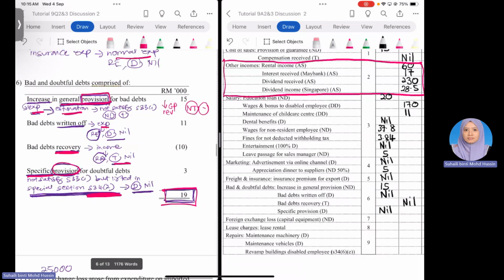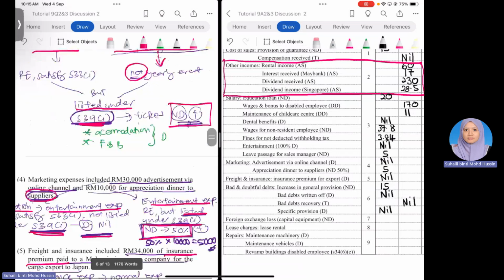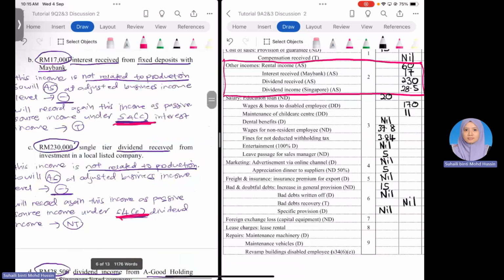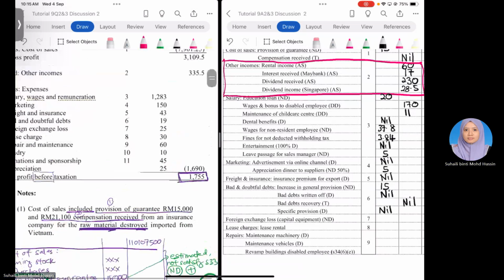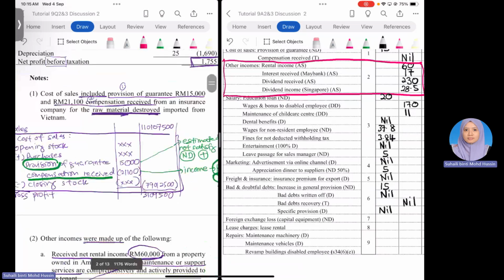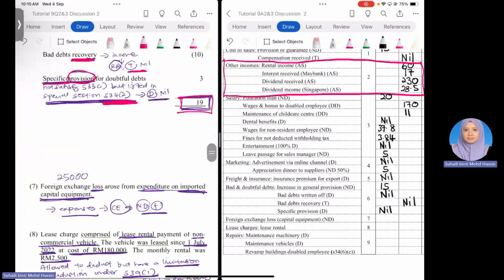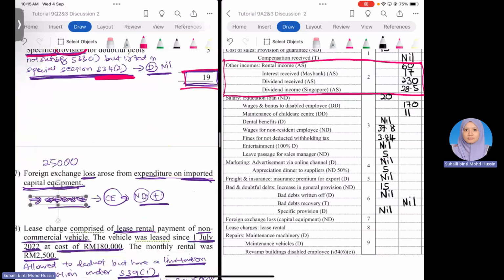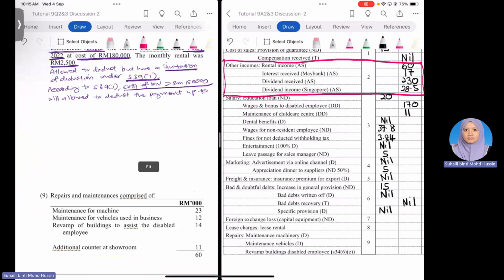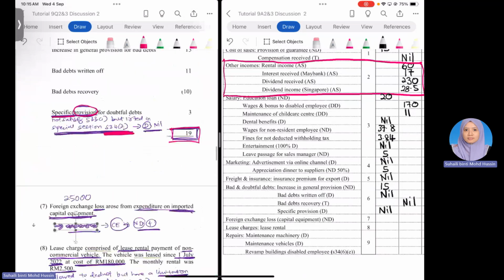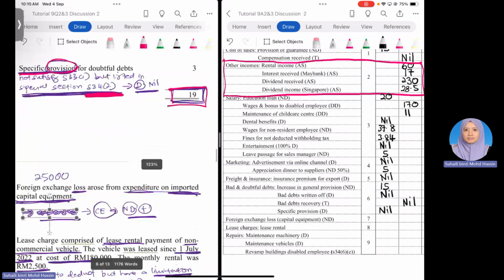Okay, number 6. Number 7, what do we have for number 7? Okay, number 7, we have foreign exchange loss, 25,000 ringgit. The foreign exchange loss arose from the expenditure on imported capital equipment.